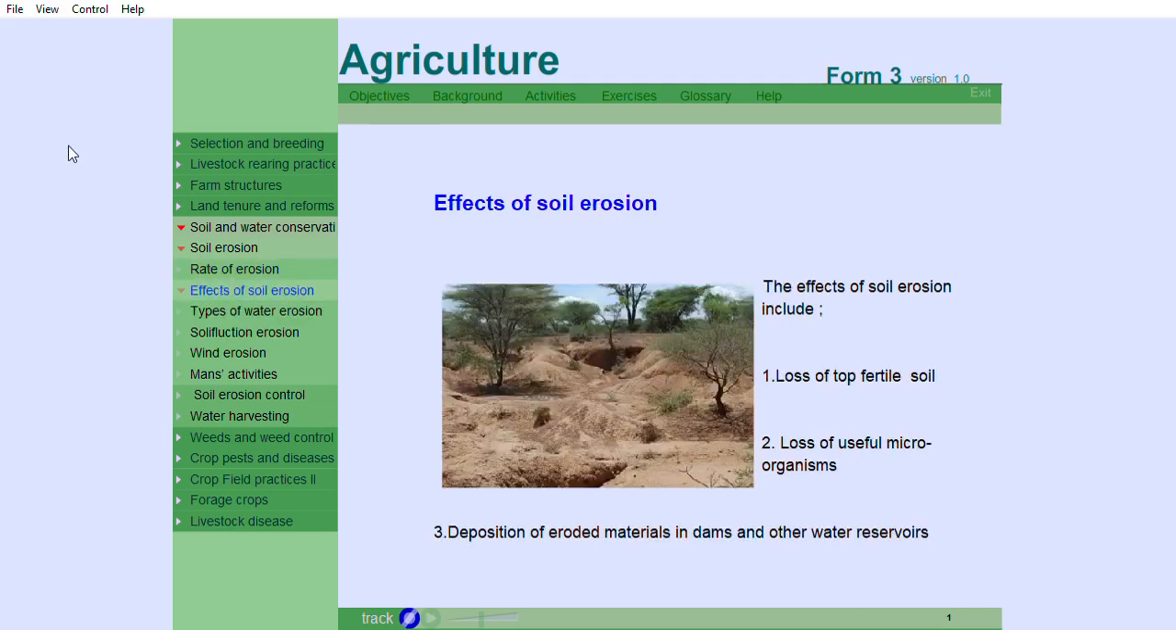Effects of soil erosion. The effects of soil erosion include loss of top fertile soil, loss of useful microorganisms, deposition of eroded materials in dams and other water reservoirs, and damage to infrastructure such as roads and water pipes.